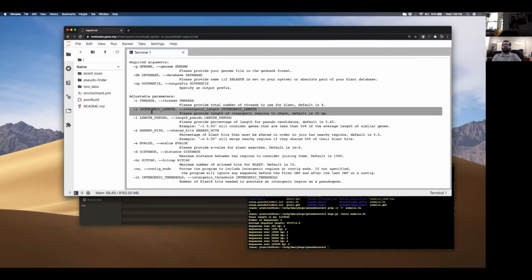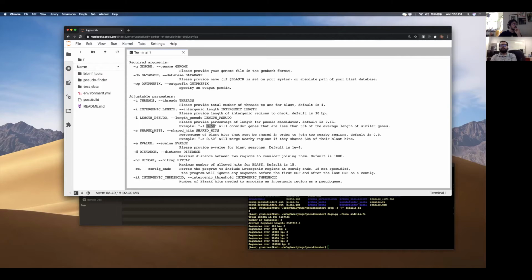Intergenic length, this is something that I mentioned in the slideshow, where if you wanted to not look at intergenic regions that are very short, like 30 base pairs, you could set this to be 100 or 1,000. Length pseudo, this is also something that I mentioned. The default here is 65%. So if a gene is less than 65% the length of a reference homolog, then it's going to be labeled a pseudogene. So we could set this lower or higher if you want to be more conservative.